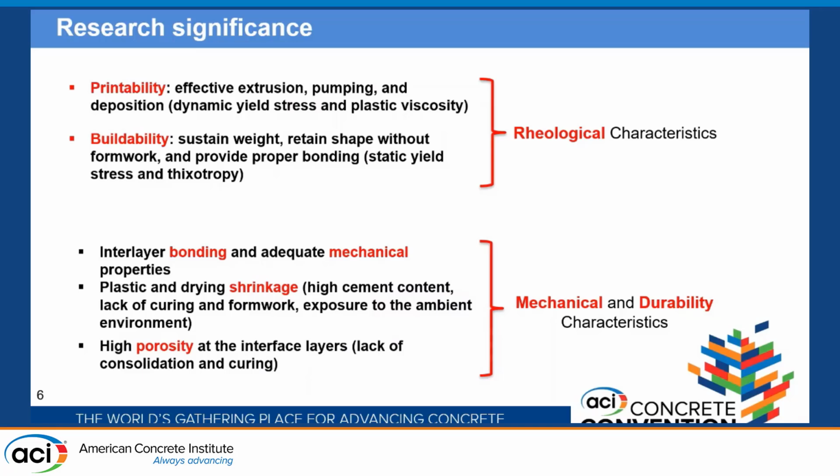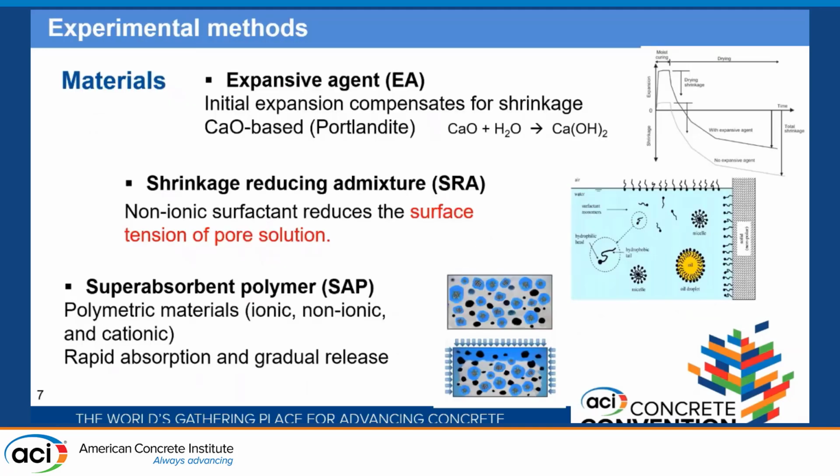We need to consider mechanical properties, including bonding among the layers, and shrinkage. As we know, and the previous presentation also mentioned, the high content of cement makes concrete vulnerable to shrinkage and cracking. Lack of curing, formwork, and exposure to ambient temperature are also other factors that make us consider this shrinkage problem, plastic and drying shrinkage. High porosity at the interlayer, also due to the lack of consolidation and curing, is a point of concern.